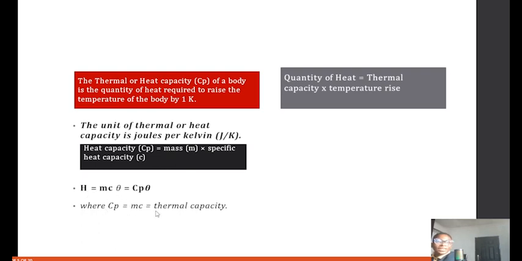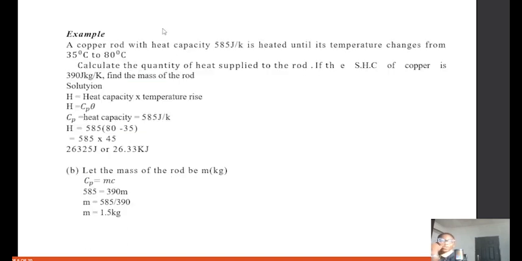So where Cp is the what? Thermal capacity or the heat capacity. So quantity of heat is equal to thermal capacity multiplied by the temperature rise. So the quantity of heat itself is the heat capacity multiplied by the rise in temperature. So we have a question here.